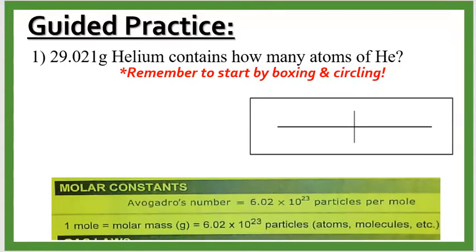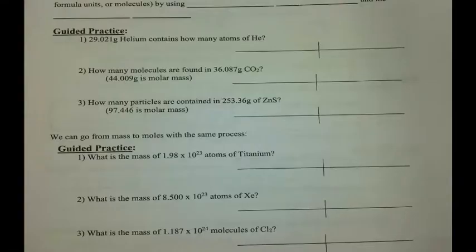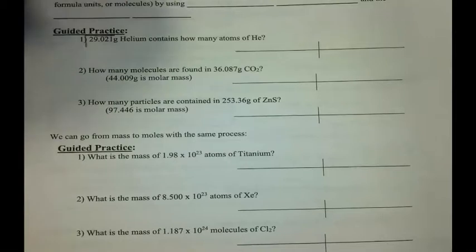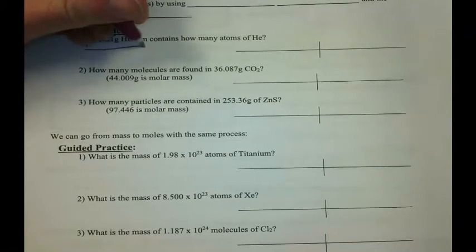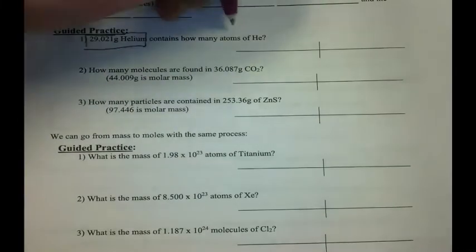So don't forget, Avogadro's number is 6.02 times 10 to the 23rd, and remember, you always start by boxing and circling. So let's switch over to the document camera, get your calculator ready, and have a periodic table. So we're always going to start by boxing and circling. So I'm going to box my given. In this case, it is the 29.021 grams of helium. And I'm going to circle how many atoms.